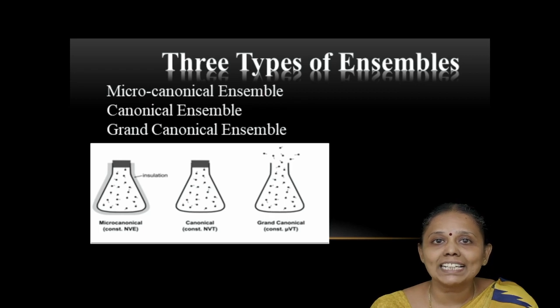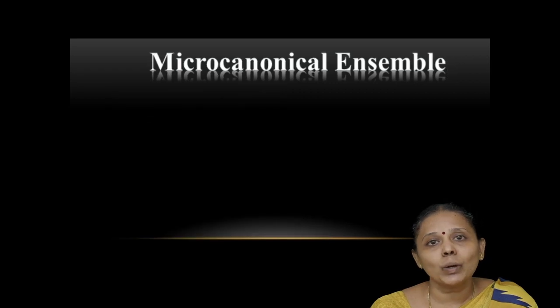Ensembles are broadly classified into three types. The first one is the microcanonical ensemble, then the canonical ensemble, and the final one is the grand canonical ensemble. Here is the pictorial representation of the three kinds of ensemble. Let me explain one by one.